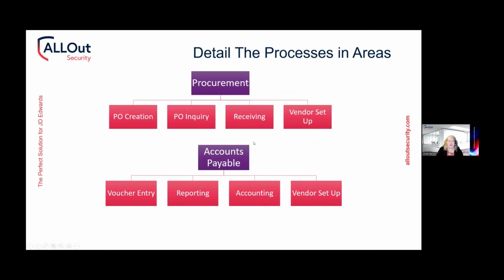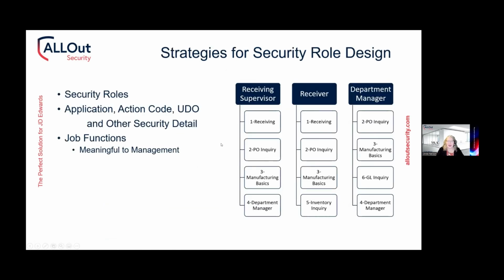Detail the processes. What are the process areas I'm working with right now? Break down those processes within those business streams. So if I'm looking at procurement, I need to create POs. I need to inquire over them. I might have requisitioning. So what's in scope, and then break those down. Then create those small process-based roles that support that.